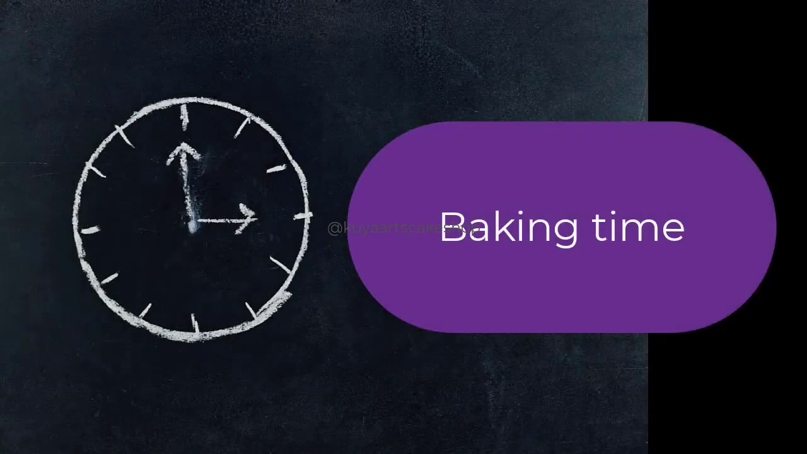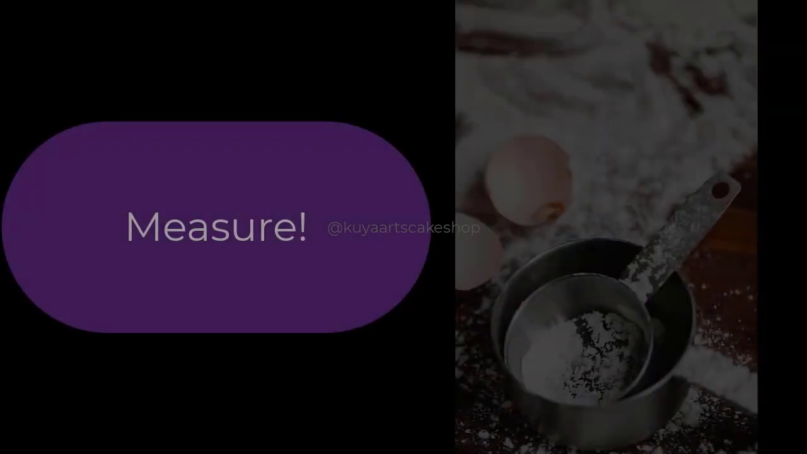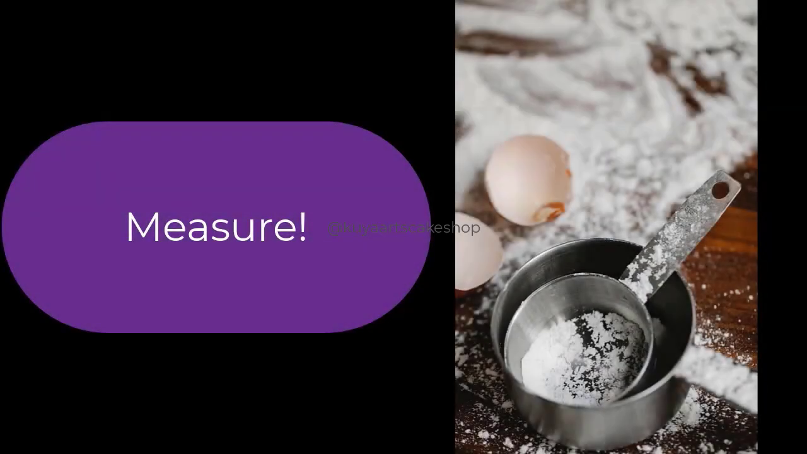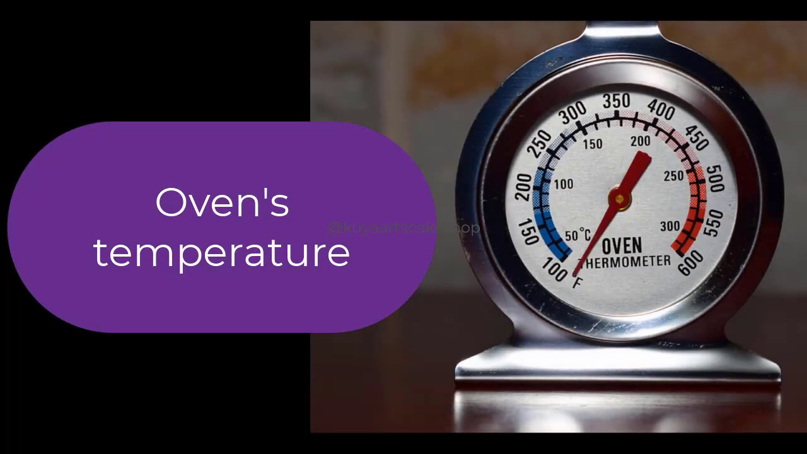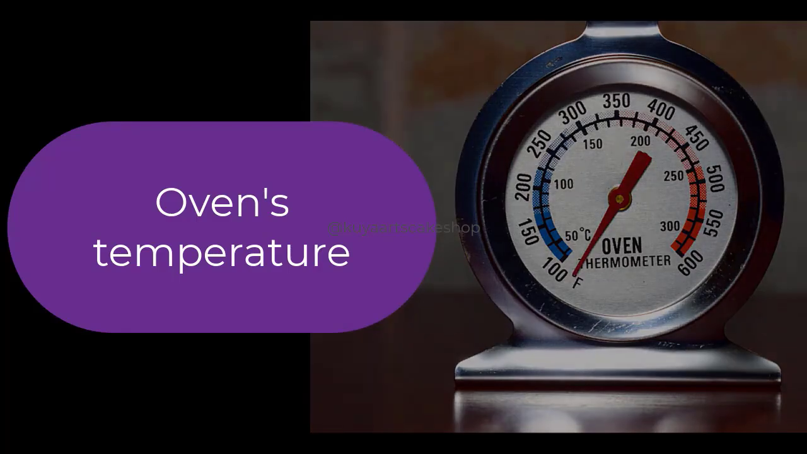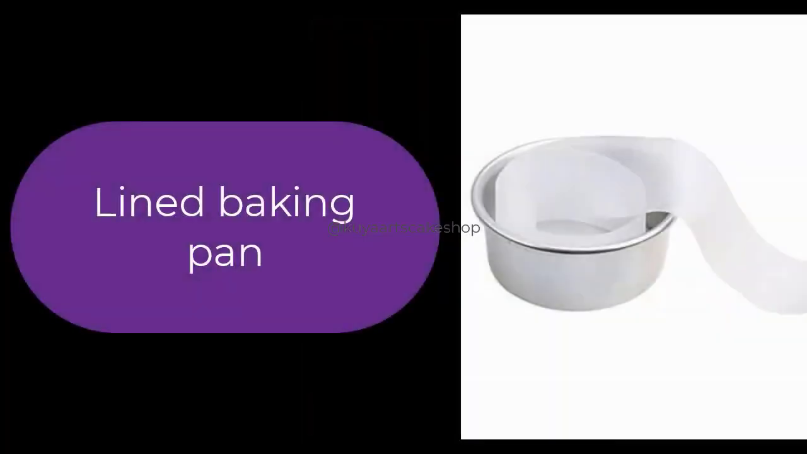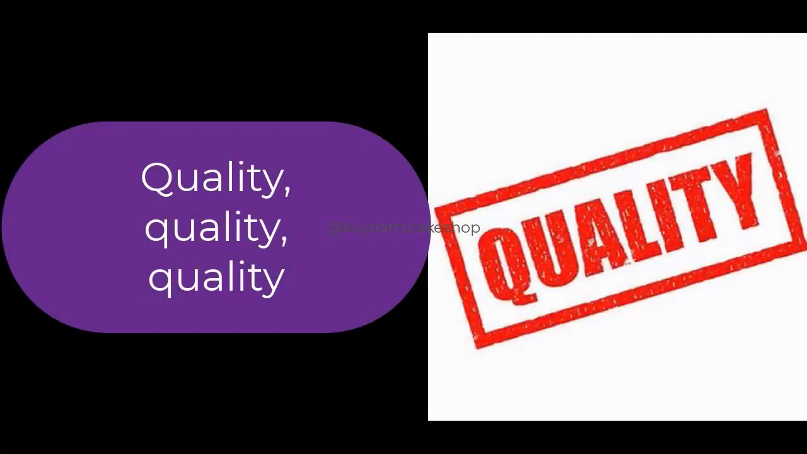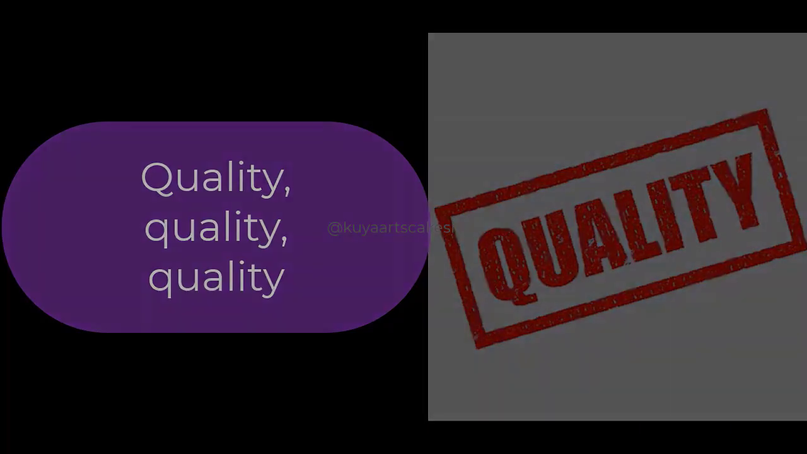Remember all these. Baking time should be strictly followed to avoid over-baking or under-baking your cake. Measuring cups, measuring spoons, and weighing scales are very important to get the correct cake texture. The oven's temperature plays a big part in making a good chocolate cake. Baking pans should always be coated with oil and flour and lined all the time. Quality ingredients will always result in the quality of the cake.